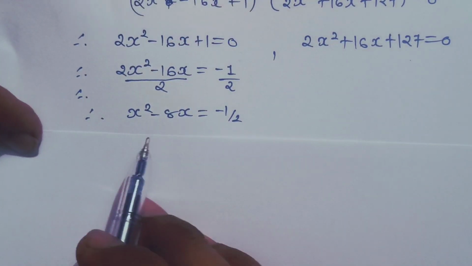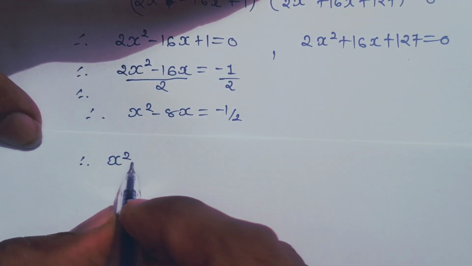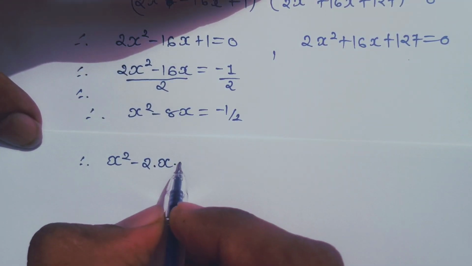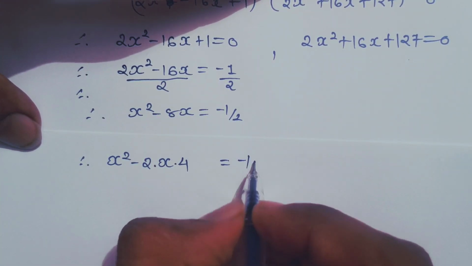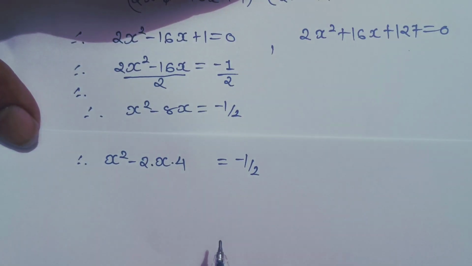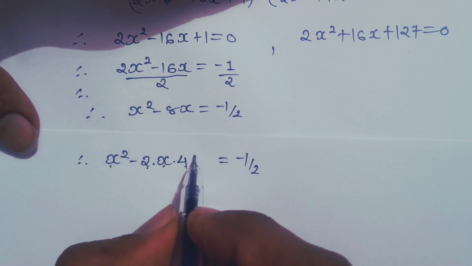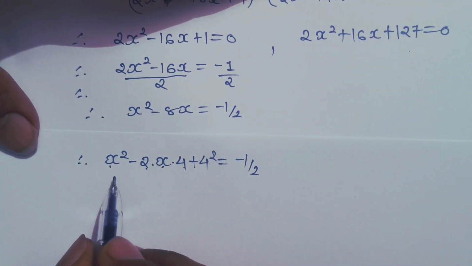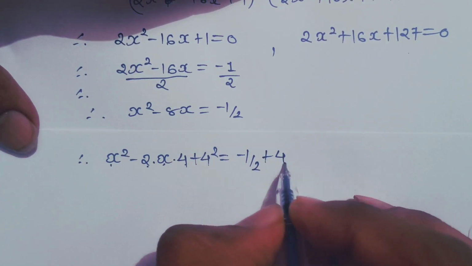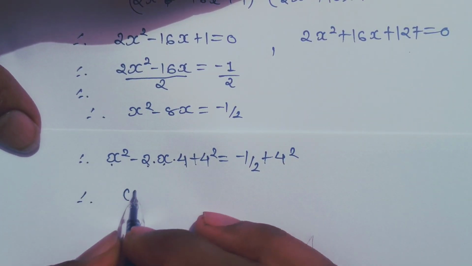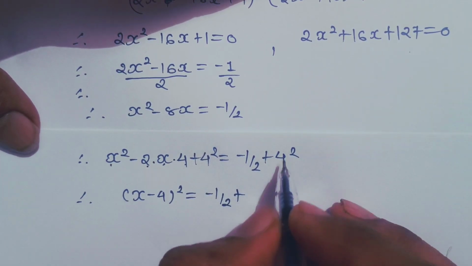Now on this side create a perfect square term. This is x square, and this 8 you can write as 2 into x into 4. This minus 8x is equal to minus 1 by 2. To create a perfect square term, x square, 2 into 4, if you add 4 square, then it creates x minus 4 whole square, or not? Then on this side also add 4 square. Therefore this is x minus 4 whole square, equal to minus 1 by 2 plus 4 square, means 16.